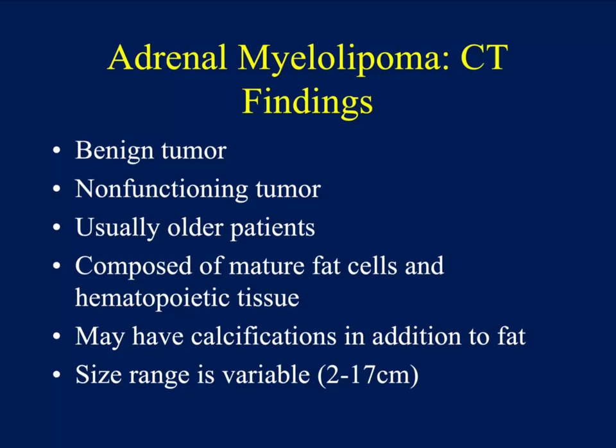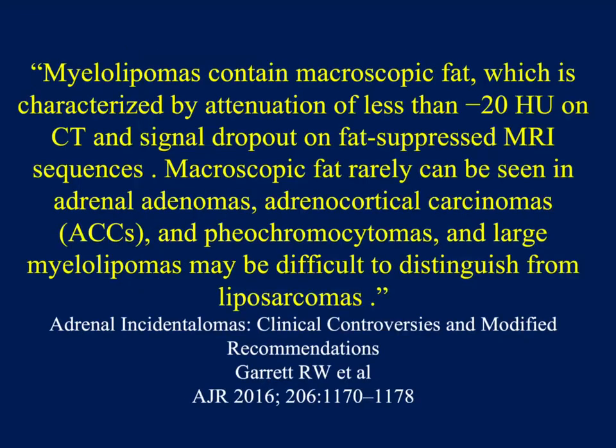Let's look at one more tumor, myelolipomas. They're benign always. They're non-functioning. Usually it's an older patient, composed of mature fat cells and hemopoietic tissue. Calcifications are not uncommon, and at times, particularly those cases with minimal fat, punctate calcifications make me very comfortable that I'm dealing with a myelolipoma. Size can be from a couple centimeters to really 17 centimeters or greater. They contain macroscopic fat, which is usually an attenuation of under 20 Hounsfield units on CT, and signal dropout on fat-suppressed MRI sequences.